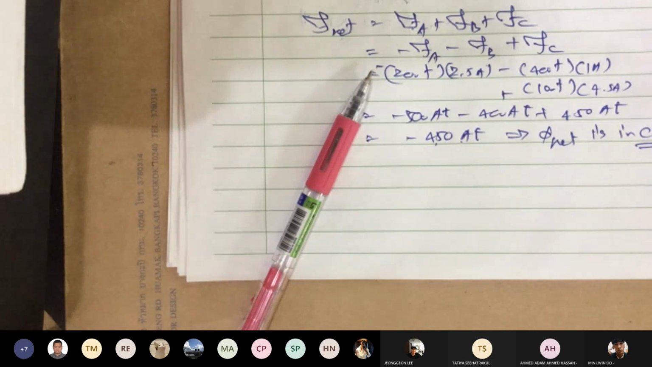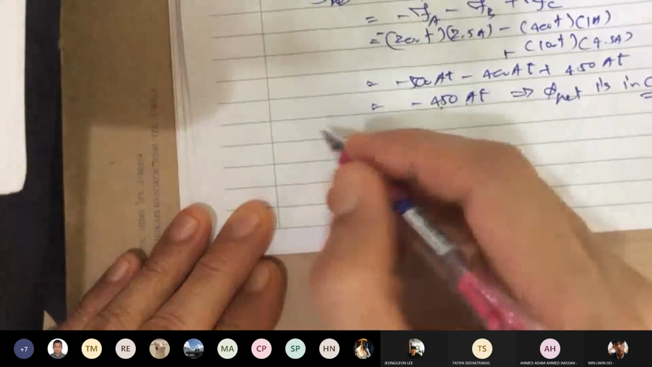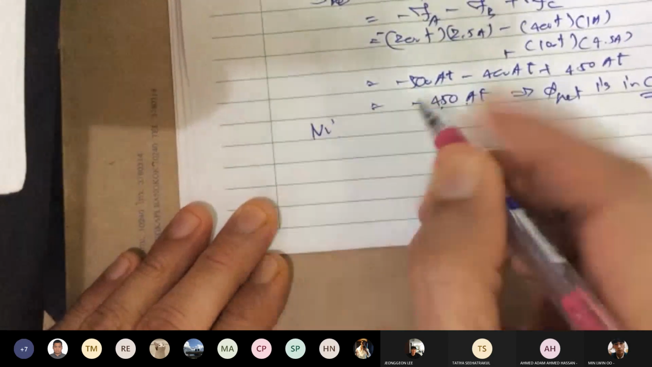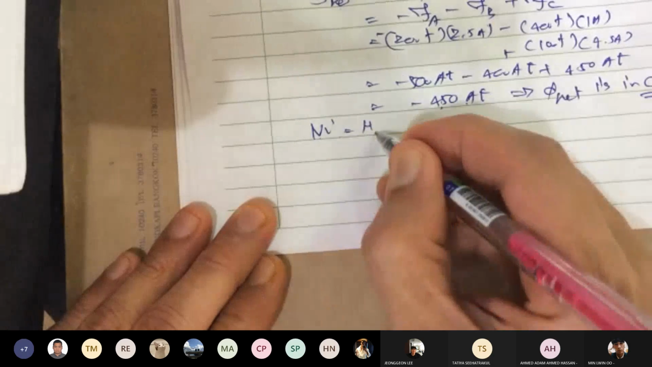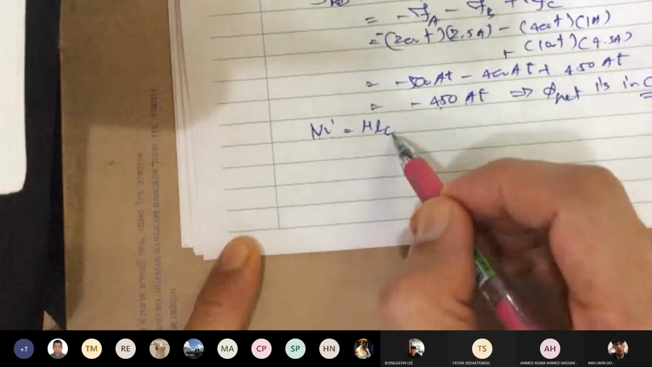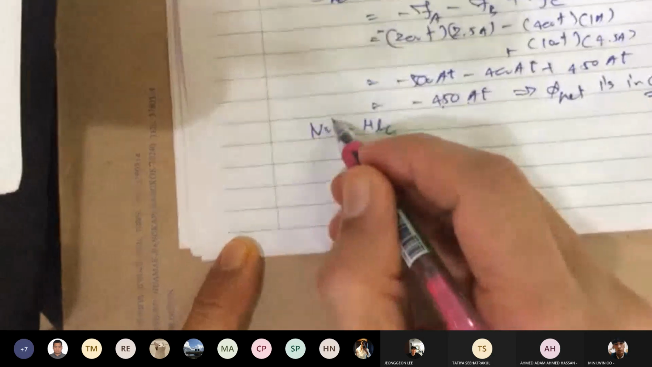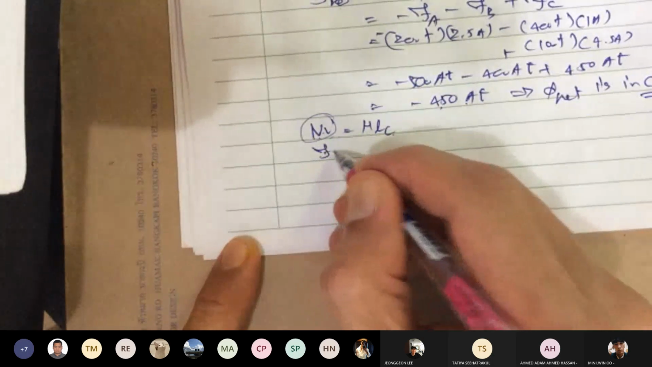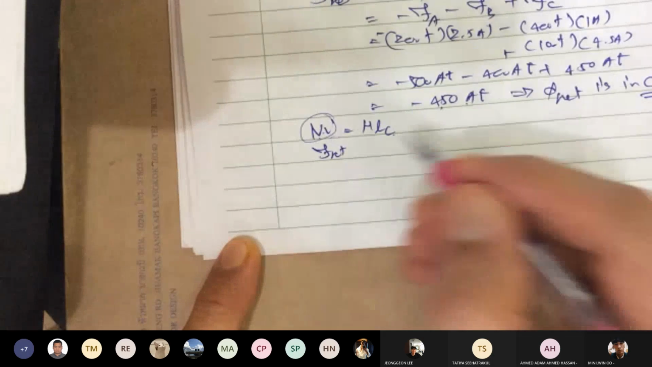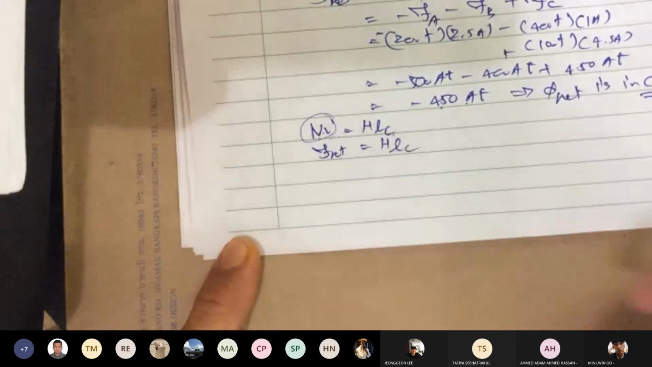And I equals HLC, I guess. Okay. So from Ampere's law, what you're going to get is I net is equal to HLC. Remember that? This is the net magnetomotive force, which must equal H times LC.